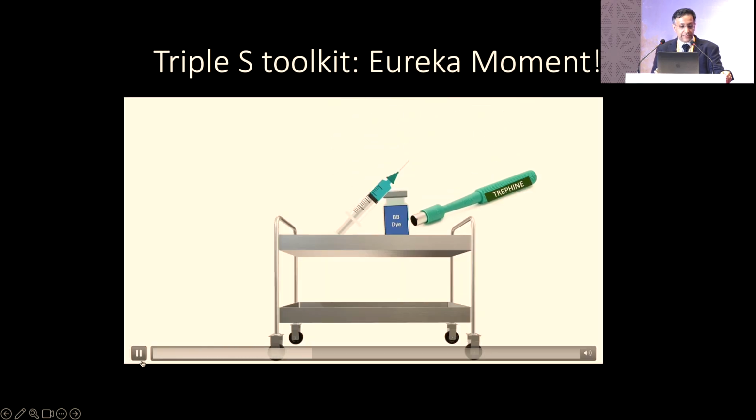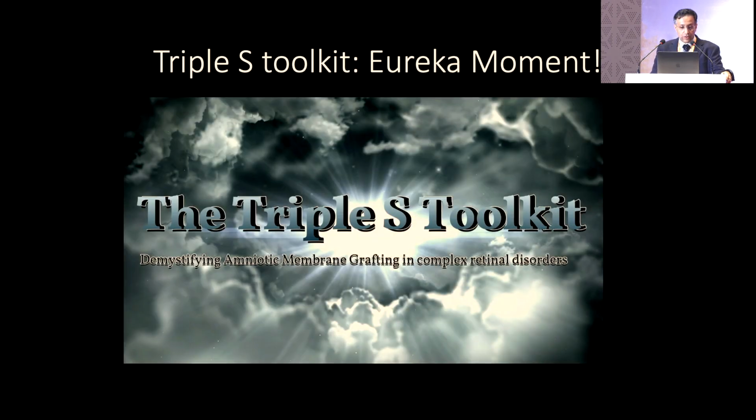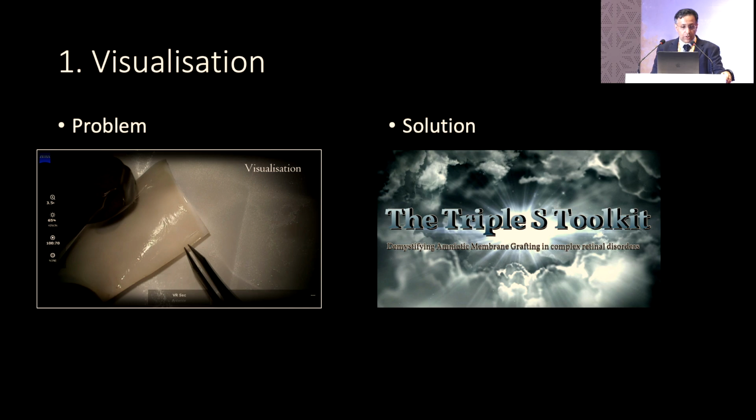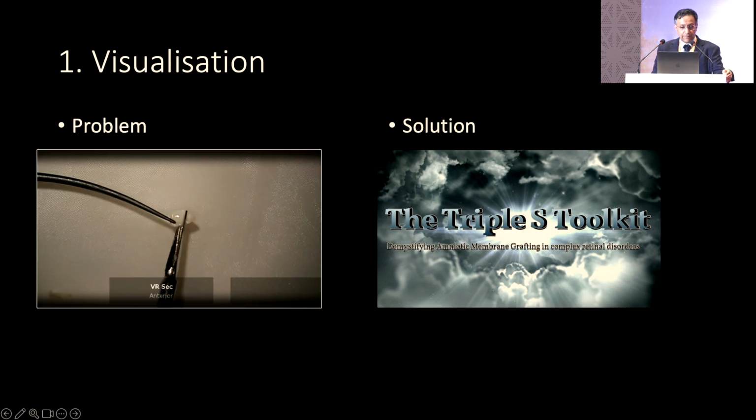Yeah, so this is the toolkit. It contains the dye and the tools we use for this technique. So let's go on. You can see how difficult it is to visualize. It's transparent and basically invisible. This is the problem, and let's see the solution.